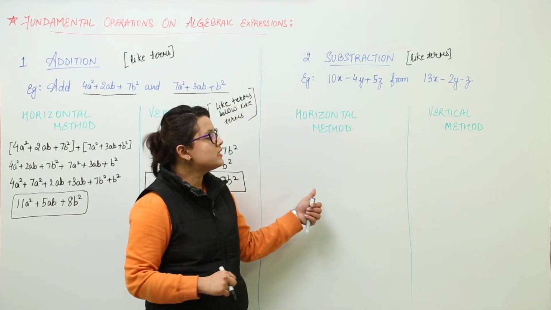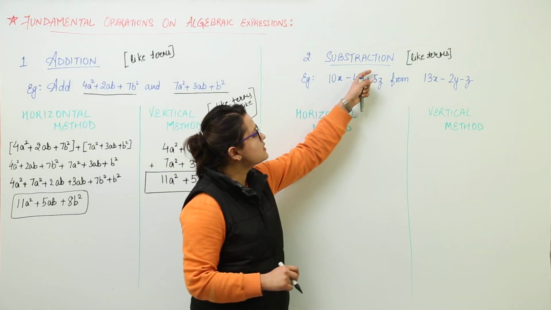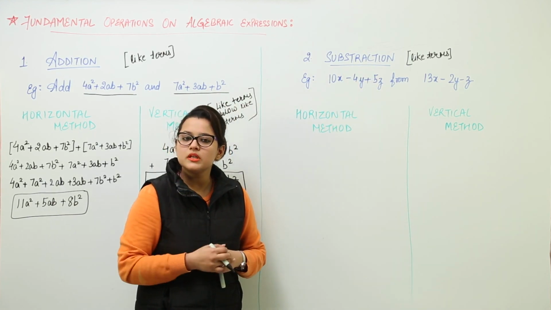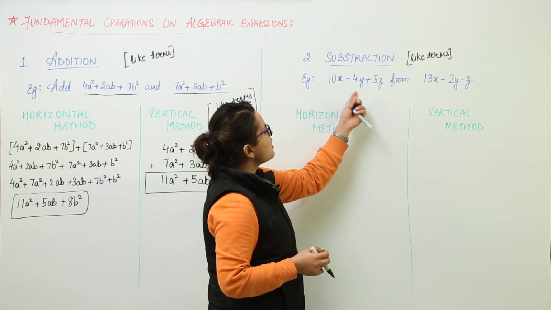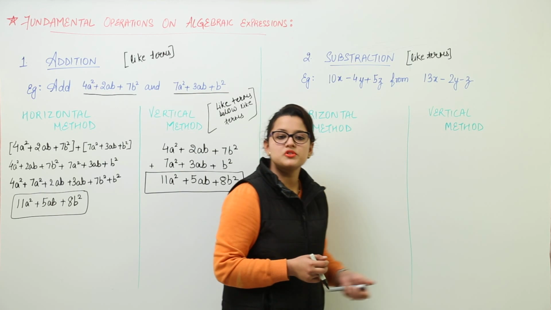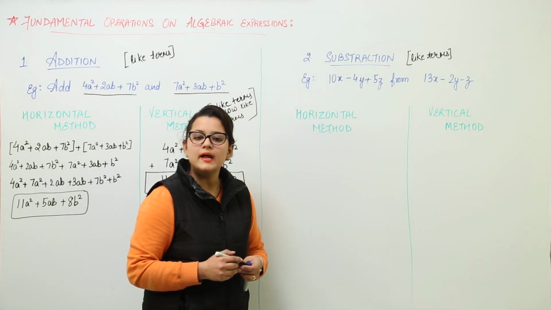Let us move on to the subtraction now. As I discussed earlier, subtraction can be done only with the like terms only. So let us do this now. Here also we are having two methods of doing subtraction of algebraic expressions, that is horizontal and vertical.